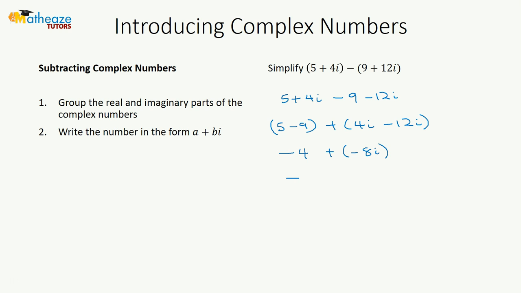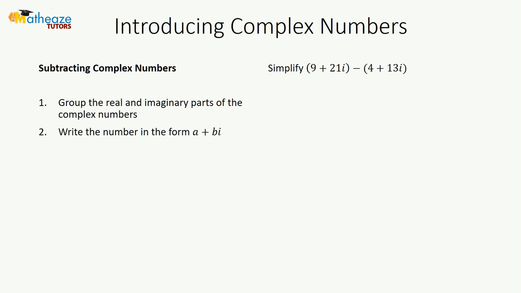So we have a plus minus, so we're going to end up with a minus. Minus 4 minus 8i. This is still in the format a plus bi, because b is negative 8 in this case.